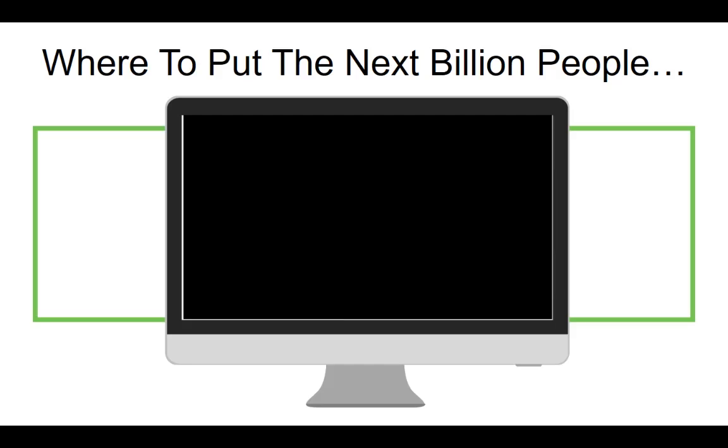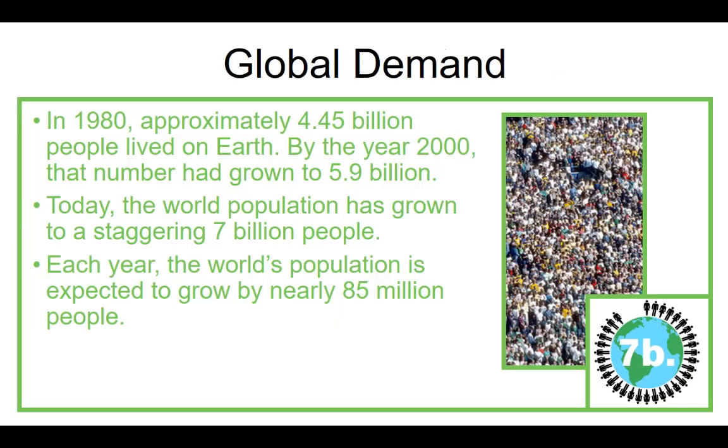Okay, so we have to think about where those next billion people are going to go. And I want to put that into a little bit of context. In 1980, approximately 4.45 billion people lived on the earth. By the year 2000, that number had grown to 5.9 billion. Today, the world's population has grown to over a staggering 7 billion people. Each year, the world's population is expected to grow by about 85 million people.